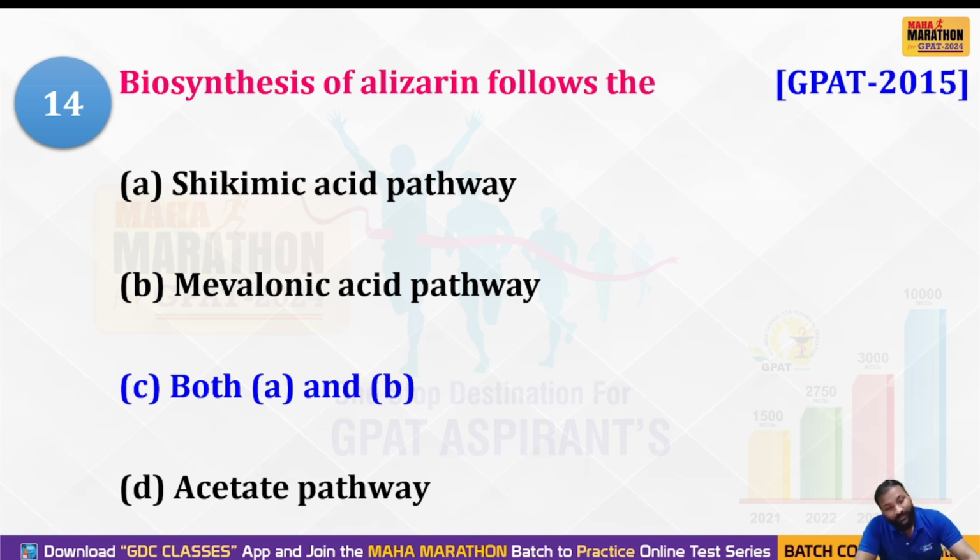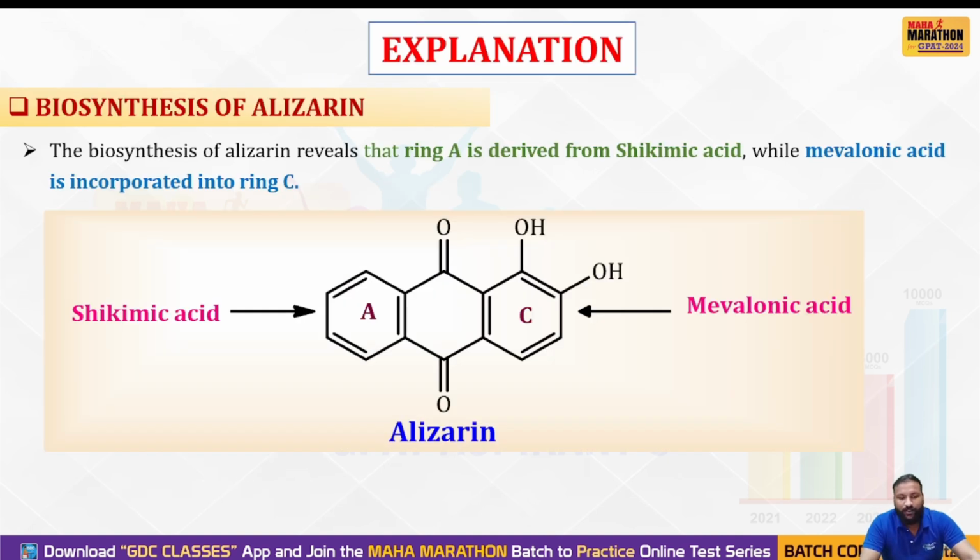Yes, both A and B. From both the shikimic acid and mevalonic acid pathways, it follows and produces alizarin. So from shikimic acid and mevalonic acid, it can be produced. And we can see that the A ring is derived from shikimic acid and the C ring is derived from mevalonic acid.